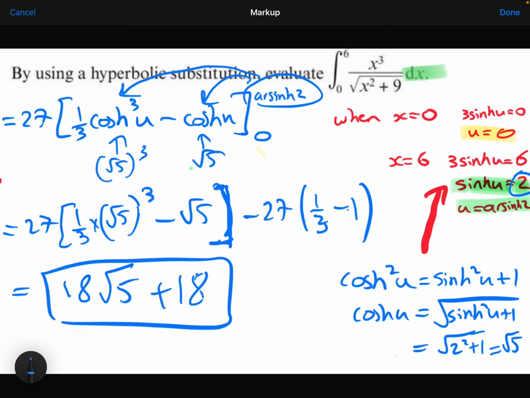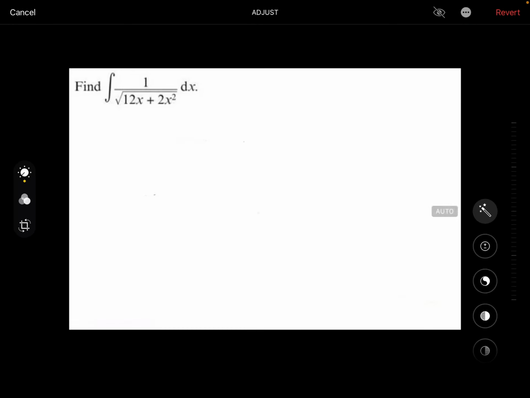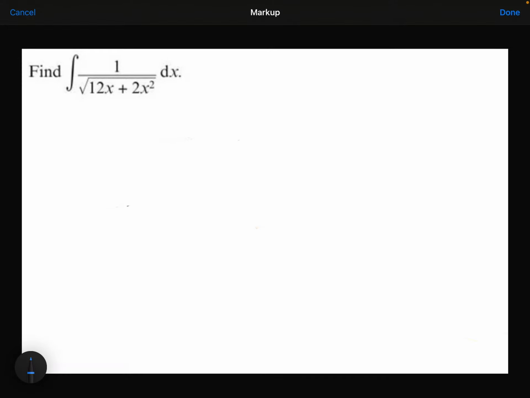Right, last question. Now, when you look at this, notice that the denominator is nothing like our standard results that we've seen so far. In fact, it's much more complicated because we've got a 12x there. All the previous examples we've seen have been like an x squared minus an a squared, or an x squared plus a 9 or something like that. There's never been an x squared and an x term.